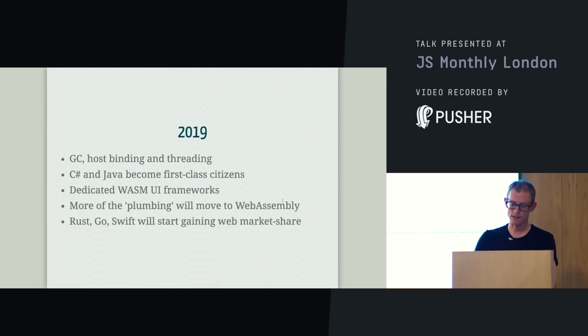So 2019. Within WebAssembly itself, I'm pretty sure we'll start to see garbage collection, host binding, threading. We'll start to see WebAssembly itself become a lot more powerful. As a result, C# and Java, some of the languages that require a garbage collector, will become first-class citizens of the WebAssembly ecosystem.